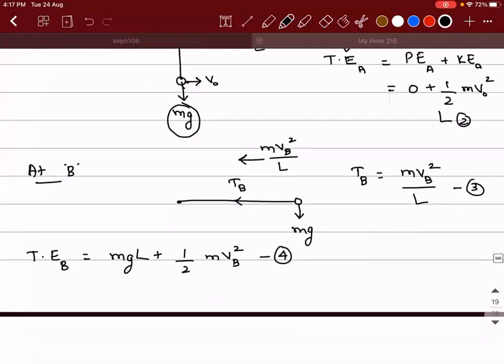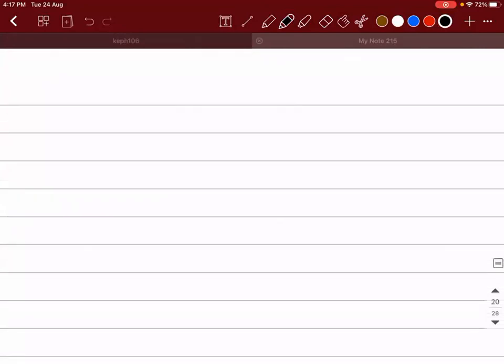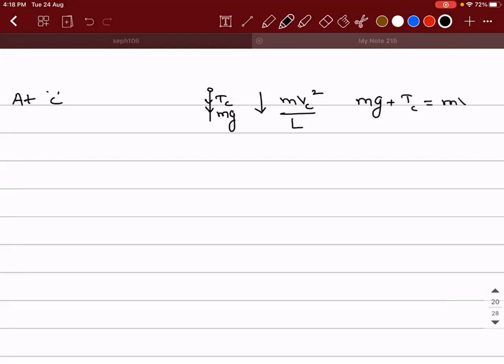So at point C, what will happen? Let's see if you guys are able to answer. Mg is acting in the downward direction. Tc is acting in the downward direction. M into Vc square divided by L is also acting in the downward direction. Now, what should be the equation for Newton's law? Mg plus Tc should be equal to m into Vc square divided by L.